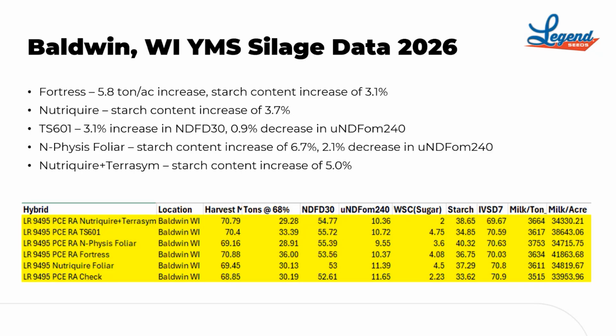TS601, so that's our biofungicide. This is one that was kind of interesting to me. So a 3.1% increase in NDFD30. And everybody's like, Jake, how does a fungicide increase fiber digestibility, or a biofungicide? The thing is, last year at Baldwin, we had northern corn leaf blight, tar spot, southern rust, anthracnose, and crown rot, all in that plot. It was like a buffet of leaf diseases on 94-95.